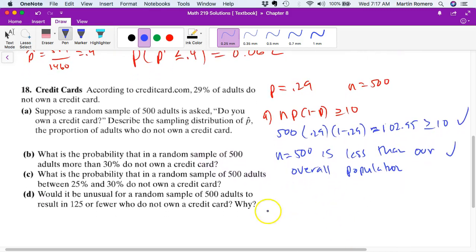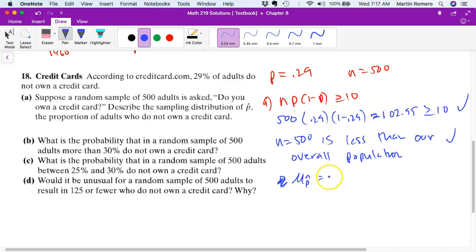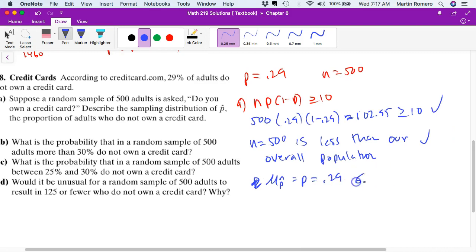And then the next thing we would need to do is some calculation of probabilities, so we might as well do that now. The mean of the distribution of p-hat, if we continue to sample, is going to be equal to p, which is 0.29, which we had already. The other important value we need for these calculations is the standard deviation of the distribution of the proportions. If we continue to sample, the standard deviation is the square root of p times 1 minus p over n.